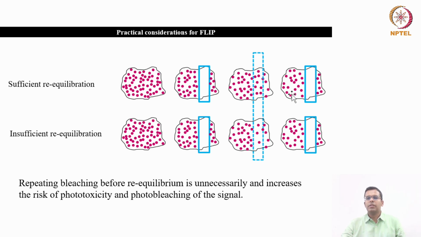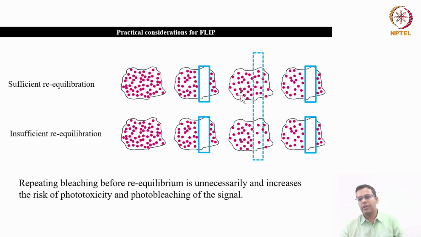again. But if you go a little faster, you bleach here, then immediately, within, let's say, 50 seconds, you are bleaching again, then you are not giving enough time for recovery. So what will happen? This area will not be re-equilibrated with the fluorescent molecules. So repeating bleaching before re-equilibrium is unnecessary, and it increases the risk of phototoxicity and photobleaching of the signal.